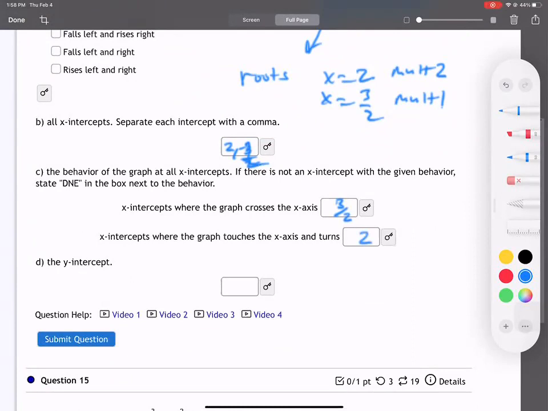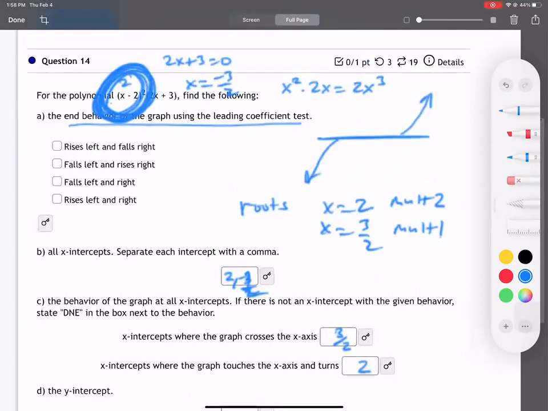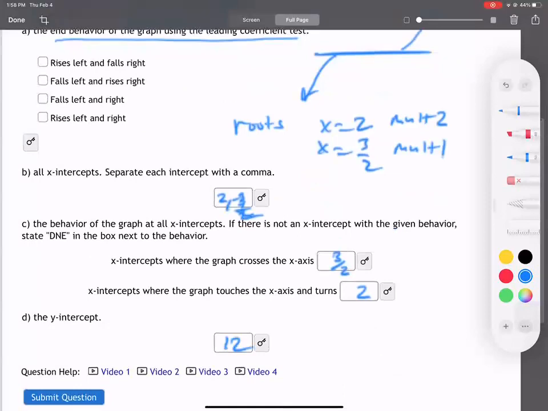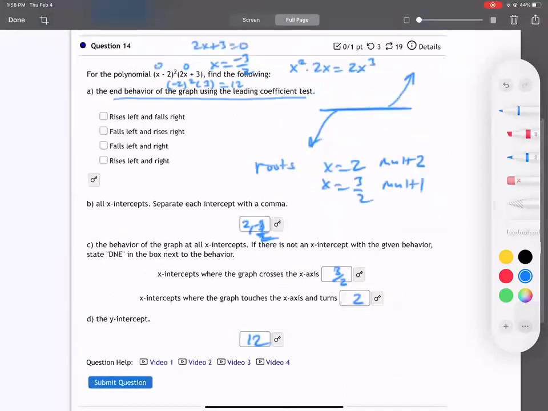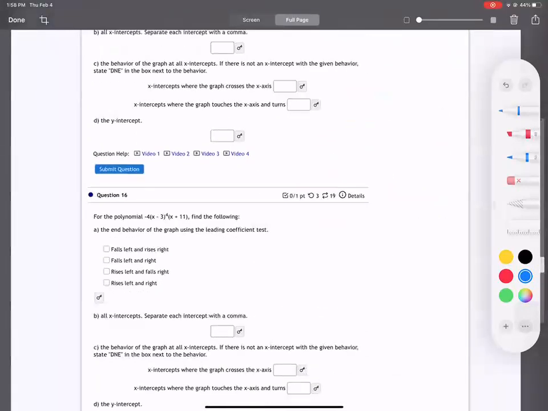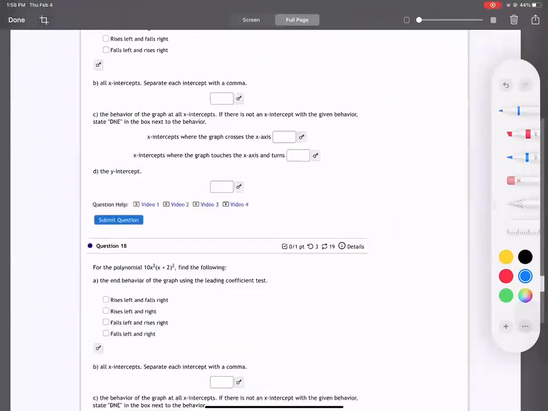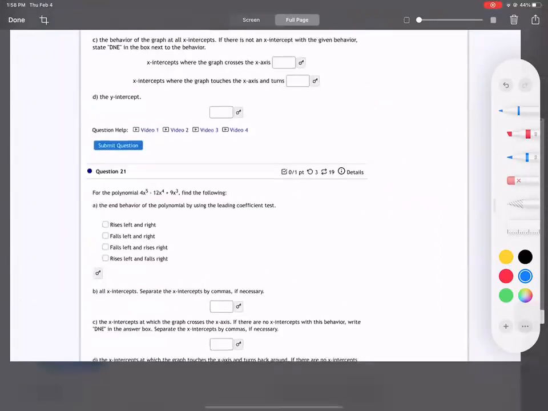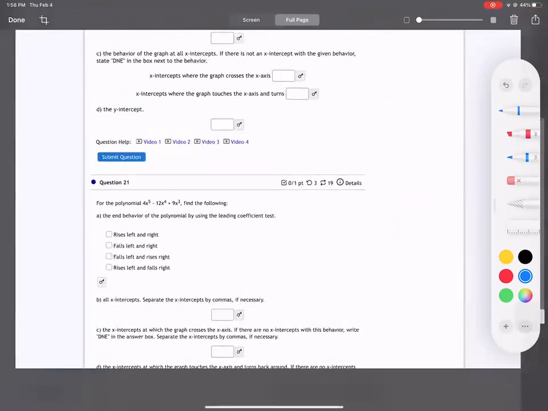How to find the y-intercept? Plug in 0. If I plug in 0, that's negative 2 squared times 3. That's going to be 4 times 3 is 12. And these actually do most of the work for you. All right. Okay. And that's it.